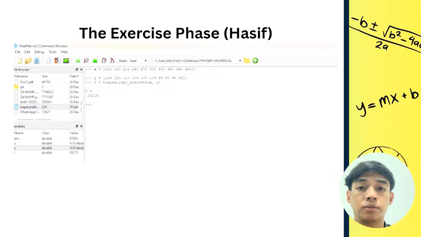This slide presents the software validation for the exercise phase of subject Hasif. The exercise heart rate data from 150 to 420 seconds was entered into FreeMat and integrated using the trapezoidal rule. The calculated exercise workload is 28,215 BPM per second, which matches the manual calculations. This confirms the accuracy of the numerical integration method.